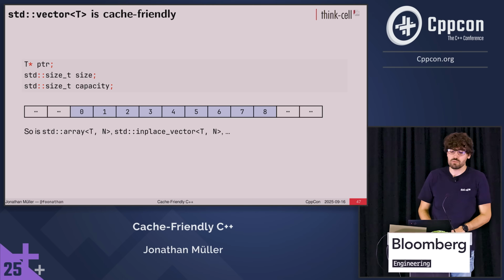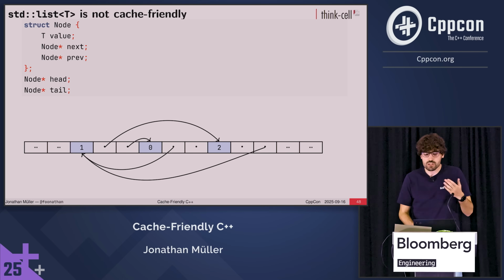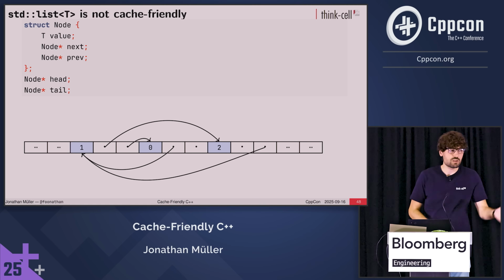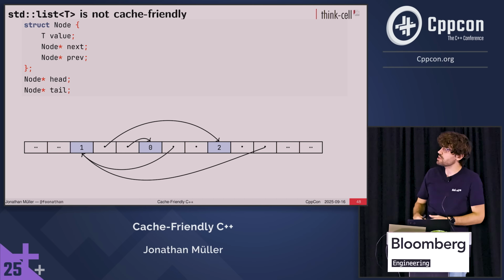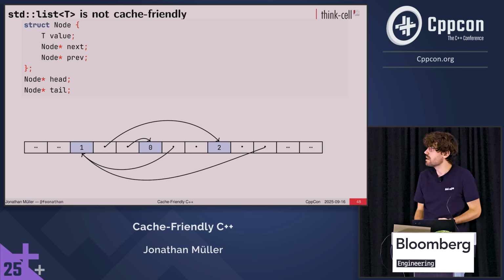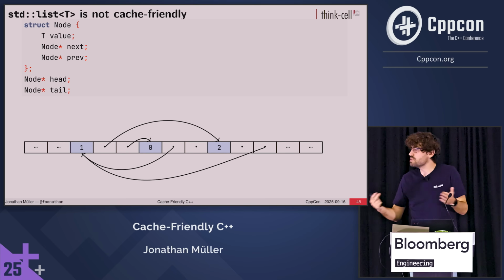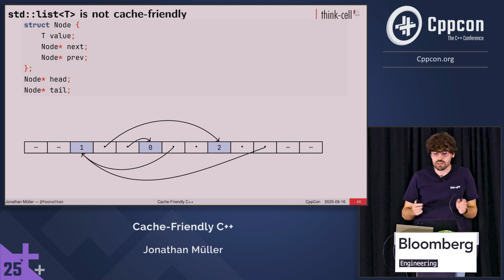On the opposite spectrum, we have std::list. std::list is a linked list of nodes. So each node consists of the value and a pointer to the previous node and to the next node. So first of all, we don't really care about the pointers as the user of the std::list, so they just waste space in our cache line. And then also, as we iterate over them, the nodes can be in any order in memory, so the prefetcher also can't really help us, because we're just following pointers around as we iterate. So this isn't really cache-friendly.